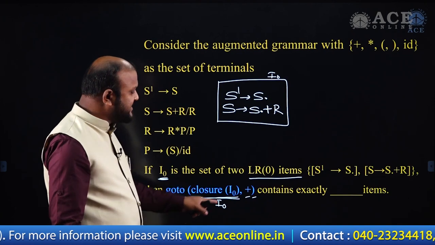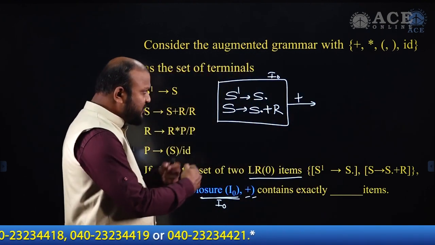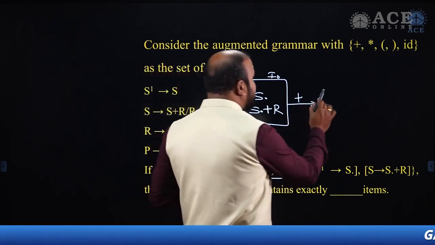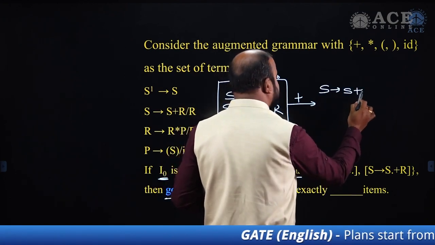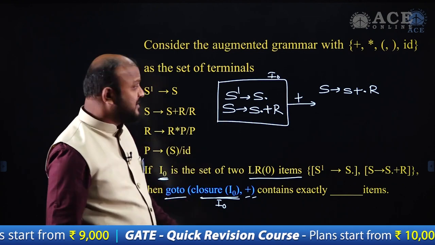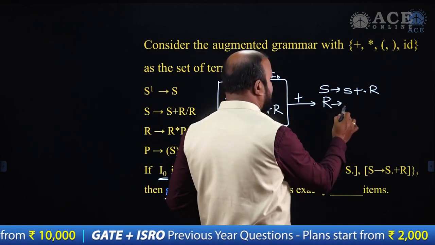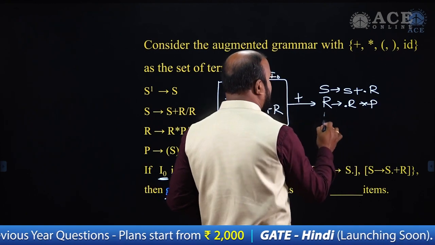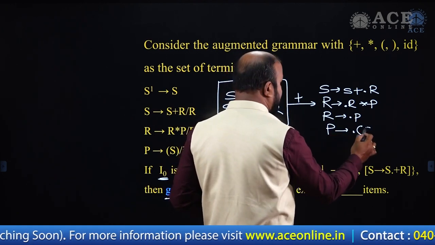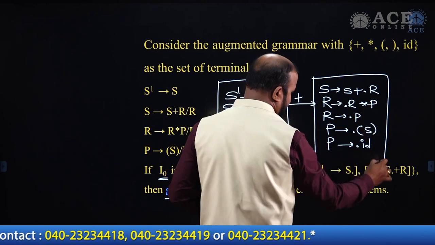Now look at go to of I0 comma plus. It means you have to move the dot one position to the right with respect to plus. If you move the dot one position to the right with respect to plus, what items are possible? Now look at S tends to S plus dot R, possible. Because dot R, we have to add R productions into the same set. What are R productions? R tends to dot R star P, R tends to dot P, and we have to add P productions also. P tends to dot open S close and P tends to dot ID, right? Any more items to be added? No more items to be added.